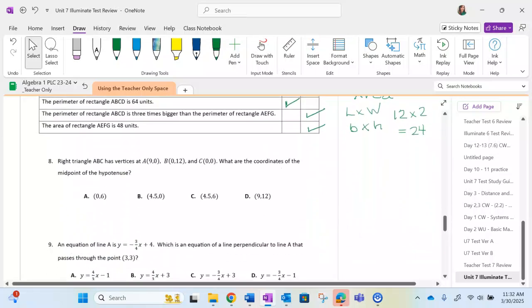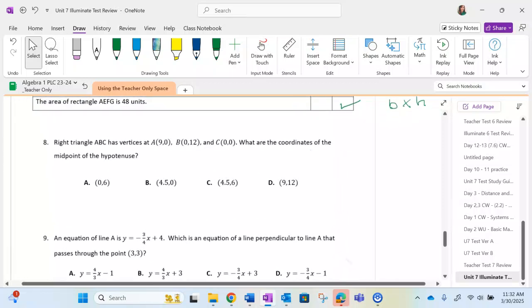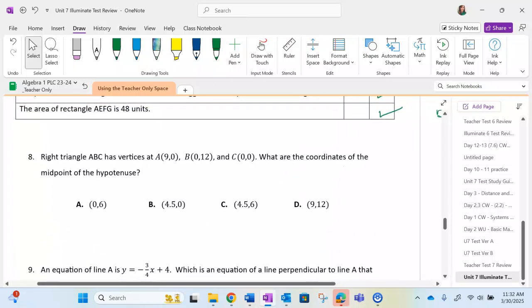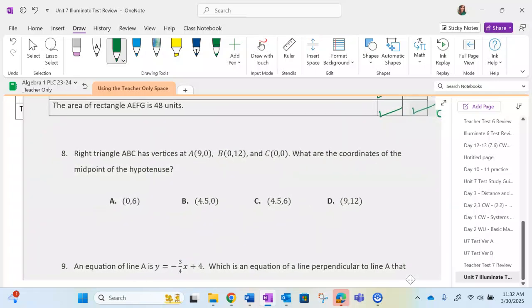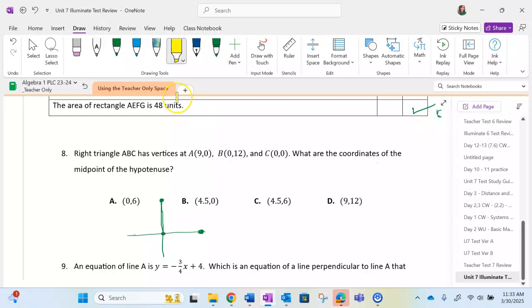All right, problem 8. Right triangle ABCD has vertices. What are the coordinates of the midpoint of the hypotenuse? Oh, good. Maybe we haven't talked about a hypotenuse yet. Maybe we have. Let's plot these. I can just plot them right here. So I'm going to go 9, 0, 0, 12, and 0, 0. So I can connect. I'll use a highlighter. Connect. Oh, and then these connect.